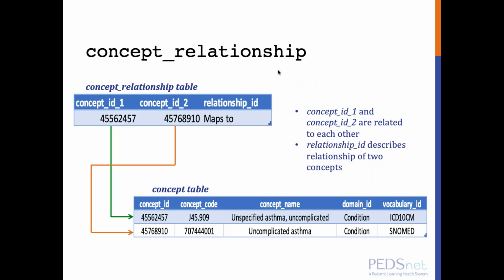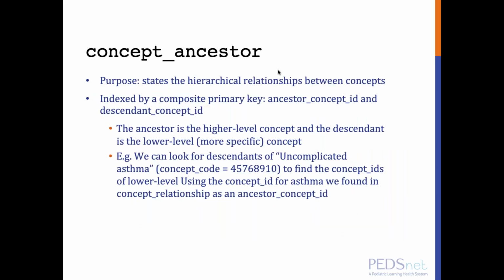So the concept relationship table is something that we use a lot. So for example, if we had to go from ICD-9 to SNOMED, then this is the table to do it. So you can see what's listed here is the relationship ID. And so that semantically is telling us that one concept, in this case, unspecified asthma, uncomplicated, maps from ICD-10 to SNOMED. And we know that this is a mapping because the relationship ID is filled in as Maps to. And so you can see that in both cases, the domain is condition. And so we know for a fact that we are going from one idea that's just expressed in a different vocabulary to another.